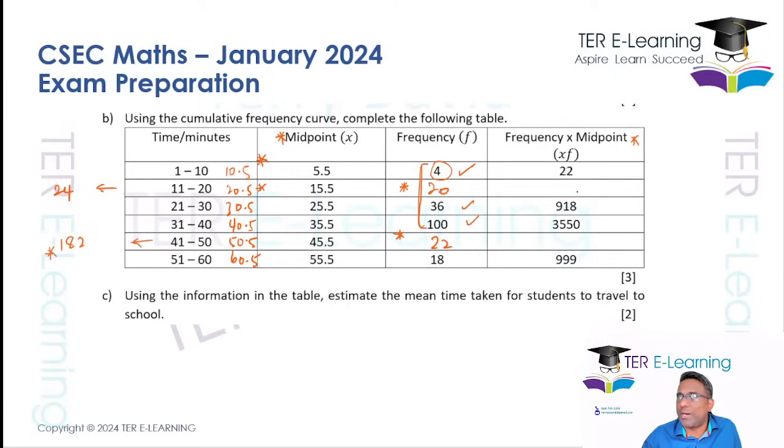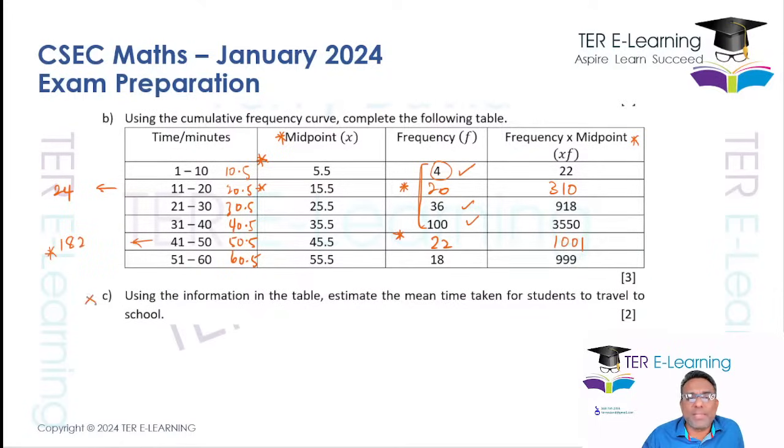Sorry, 15.5 multiplied by 20. You're going to get 310. The next one here will be 45.5 multiplied by 22, and you're going to get 1001. So this is your completed table here.